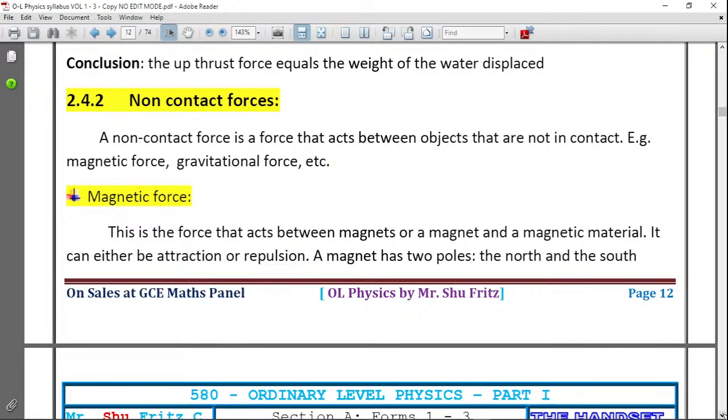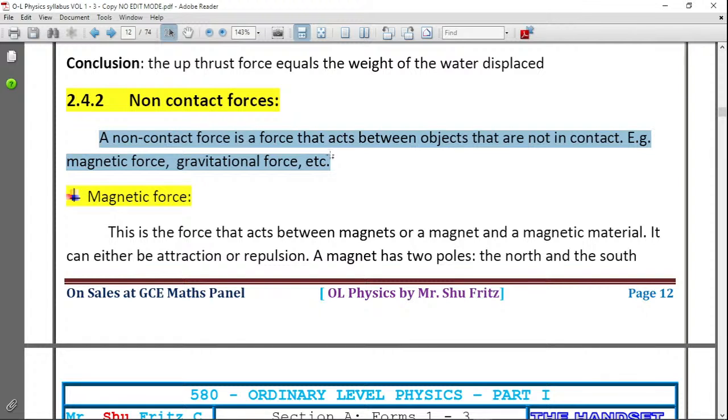Then for non-contact forces, a non-contact force is a force that acts between objects that are not in contact.